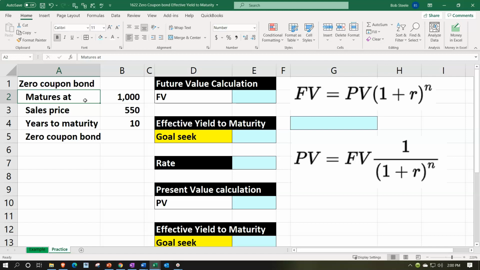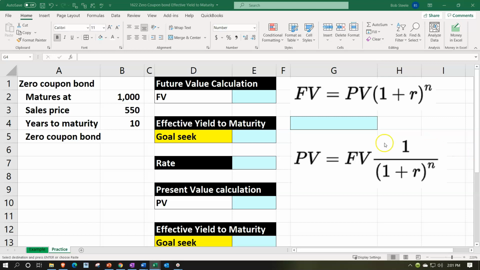So therefore, you have a couple of different options for approaching this type of problem. You could use the future value formula or the present value formula. For example, say you're starting at the present value of the 550, and you're looking at the effective yield to maturity to get you to the future value of that 1,000. You could do that mathematically with the formula: future value equals the present value times 1 plus r to the n. And then you could plug in your numbers there.